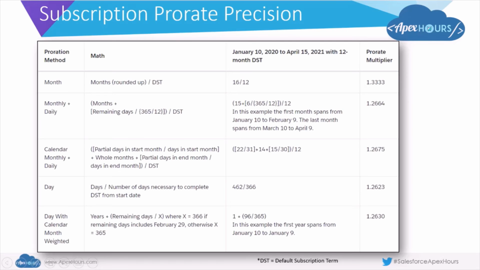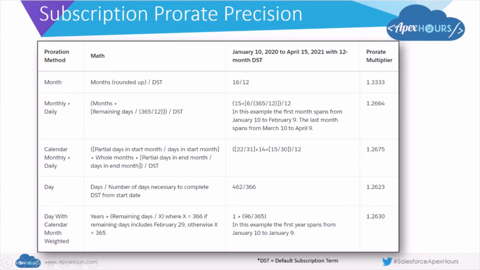So if you have this scenario set up with a product with a 12-month default subscription term and the given start and end dates, and your subscription prorate precision is set to month, the way Salesforce CPQ calculates the precision is by taking the months rounded up and dividing by the default subscription term. So which means it looks at the months from January 10th to April 15th. And in April, since there are a few days remaining, it actually takes the full month.